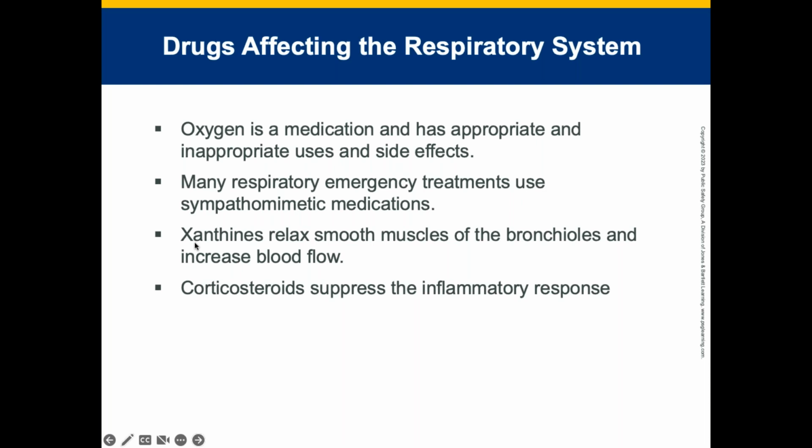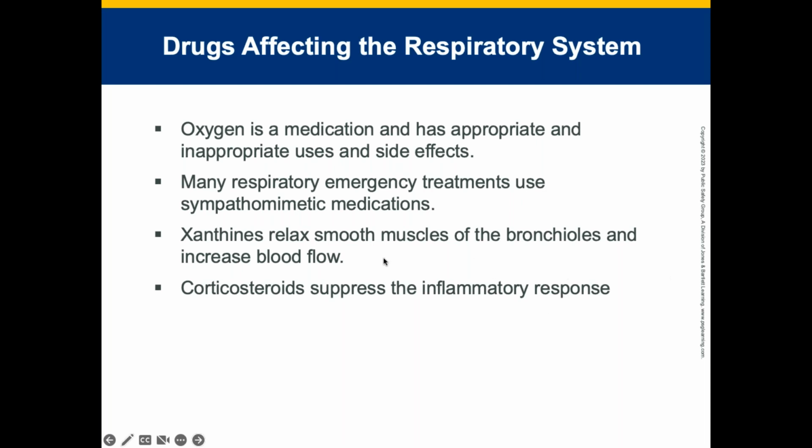Over-the-counter decongestant medications are common during cold and influenza seasons. So patients may take antihistamines during allergy season. People have been known to overdose on a decongestant like pseudoephedrine or an antitussive or antihistamine like diphenhydramine or Benadryl or dexamethasone. Many respiratory emergency treatments also use sympathomimetic medications, like stimulation of beta-2 receptors, the most beneficial way for a patient with respiratory emergencies, like albuterol, DuoNebs.